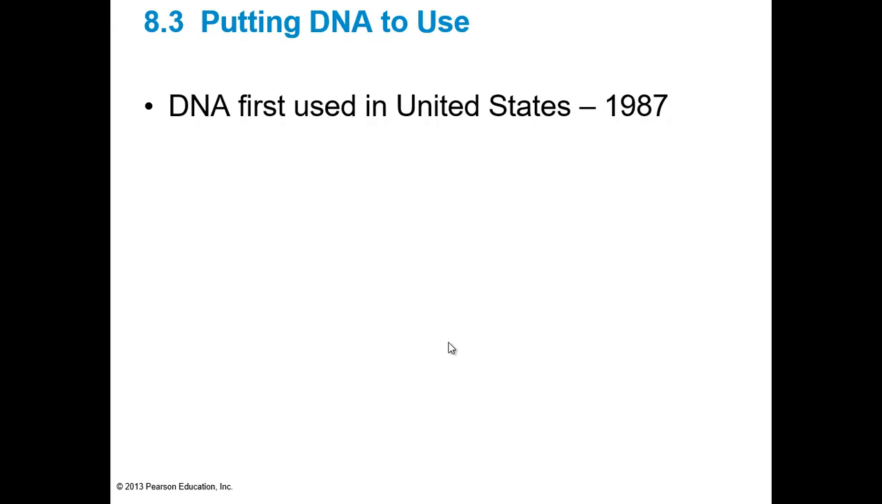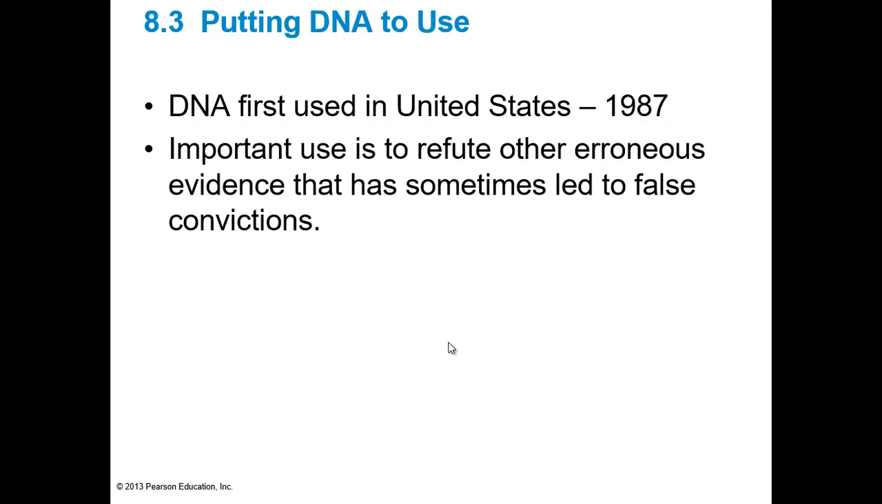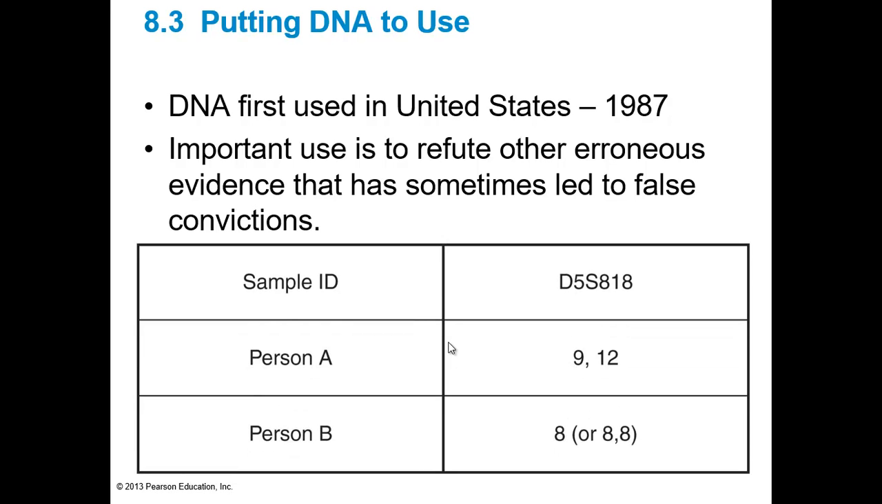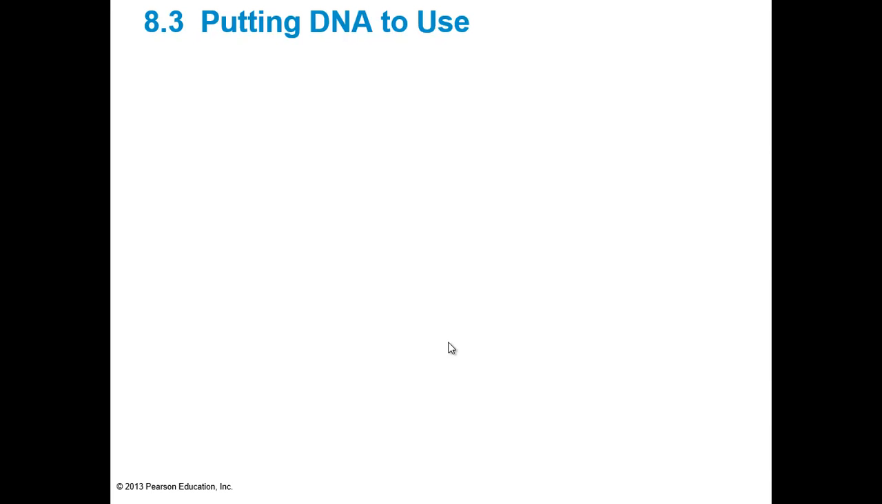So DNA evidence was first used in the US in 1987, and it has been used to overturn convictions. Now that we have DNA evidence and DNA can be preserved for a long period of time, a lot of convictions have been overturned. And here is just a sample between two people there.